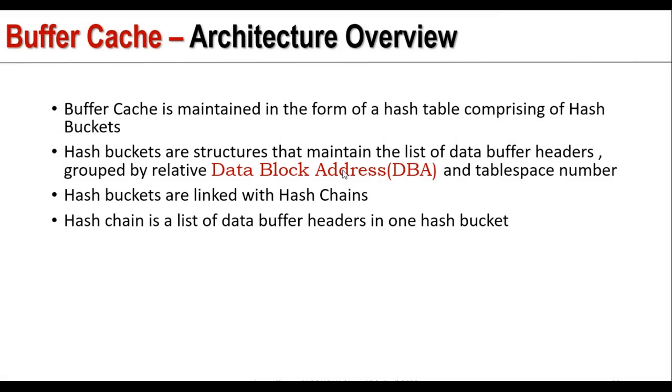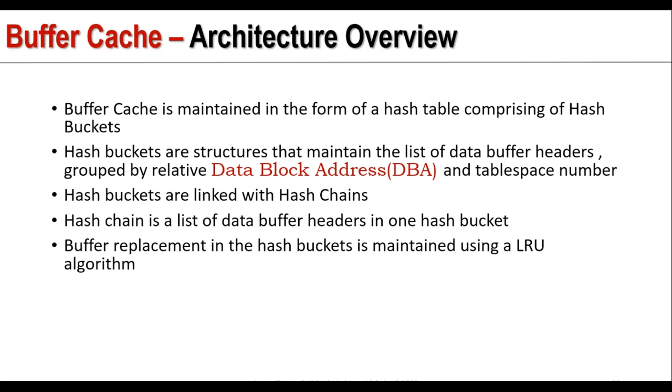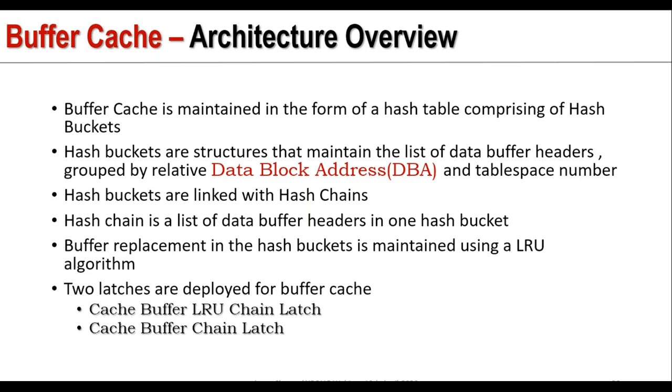And obviously, the buffers of one object are going to be held up in this particular hash chain. Now, they are basically going to be the ones used for buffer replacement. And for that, there is going to be an LRU algorithm in place. And obviously, this is going to be maintained by latches, just like anything in the Oracle database. Even the buffer cache is maintained by latches.